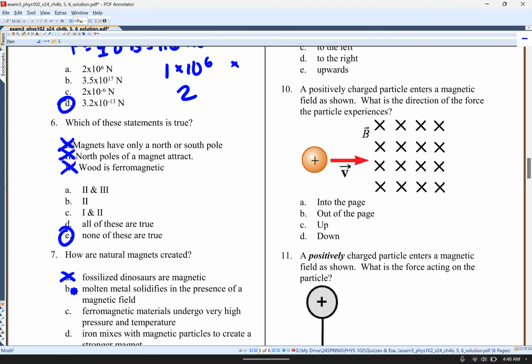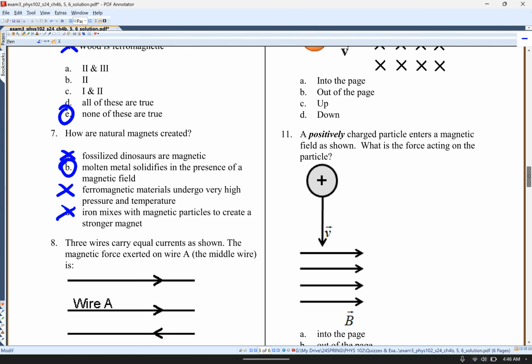Molten metal solidifies in the presence of a magnetic field. That sounds right. Let's look at the others, though. Ferromagnetic materials undergo very high pressure. No, that's not correct. Iron mixes with magnetic particles. Okay, no, there's not really any such thing as magnetic particles. All right, so that is correct. Number 7.